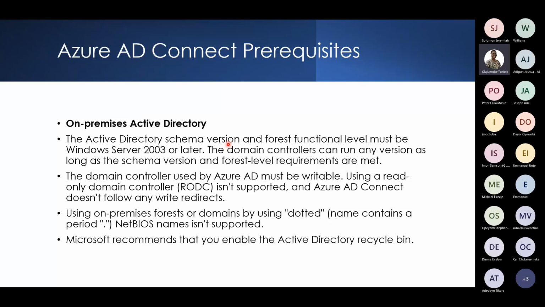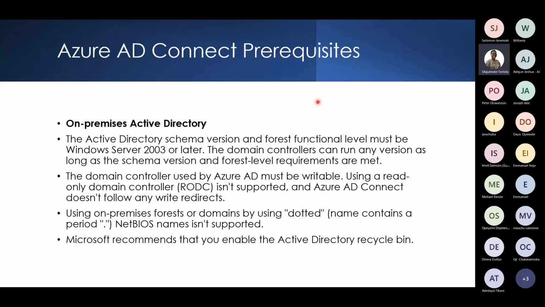As at 2008, it was 46. As at 2012, I think it's 56 or something like that. So for every operating system that Microsoft ships out, it has what is called a schema version. That schema version is the number that represents that operating system. So once you install an operating system on a server and then you promote that machine to a domain controller, it automatically takes the schema version that comes with the operating system.